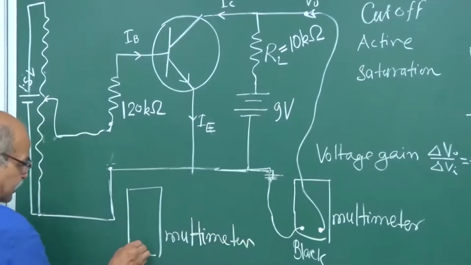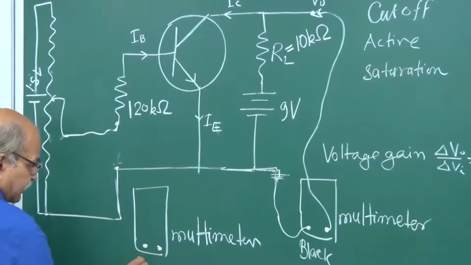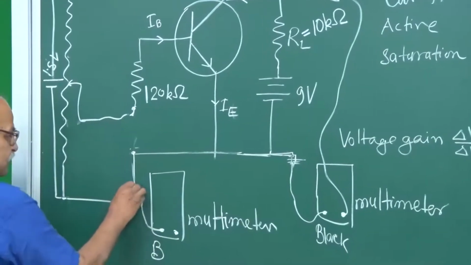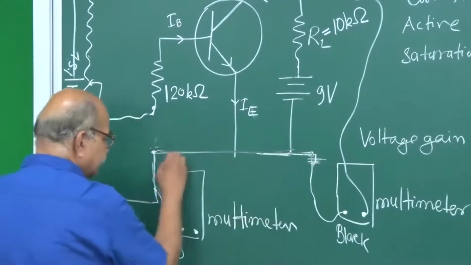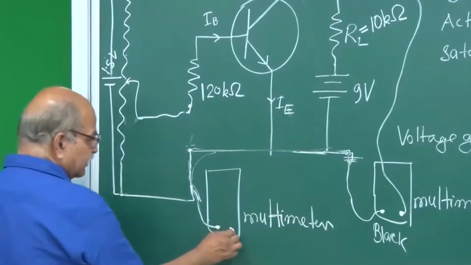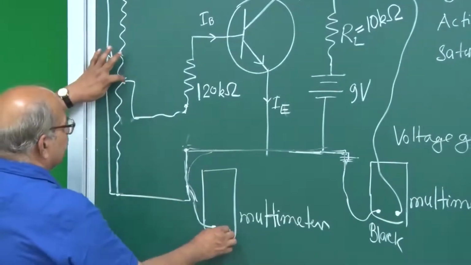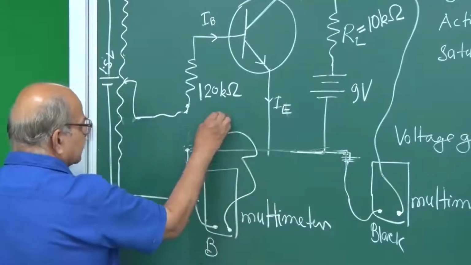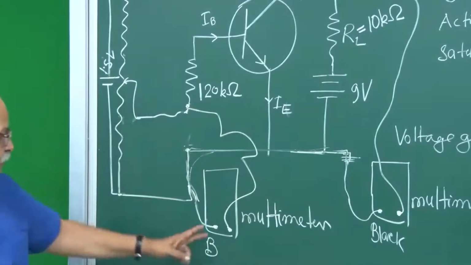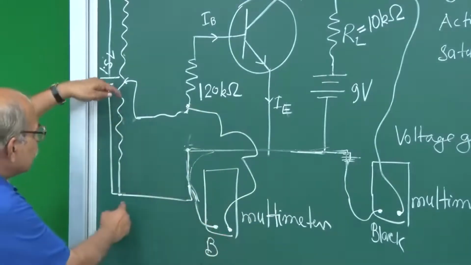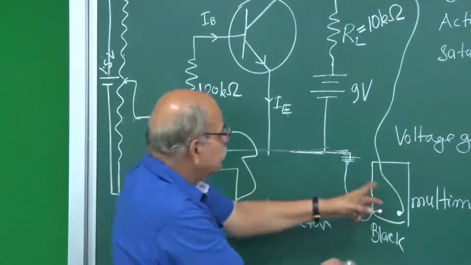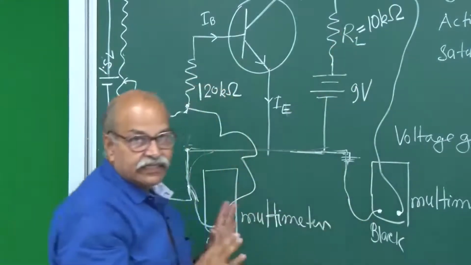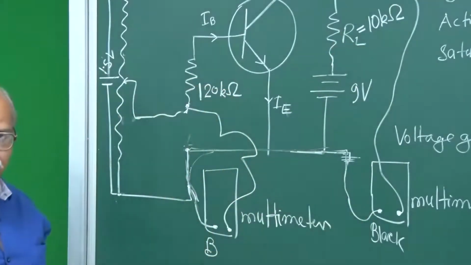And here also you have the black terminal and the red terminal. The black one will be connected to this 0 voltage line somewhere, and this red one, which has to measure VI, should be connected to this point. Okay. So, this is measuring this voltage and this is measuring this voltage. So, this is the circuit, keep this in mind, and now we start the experiment.